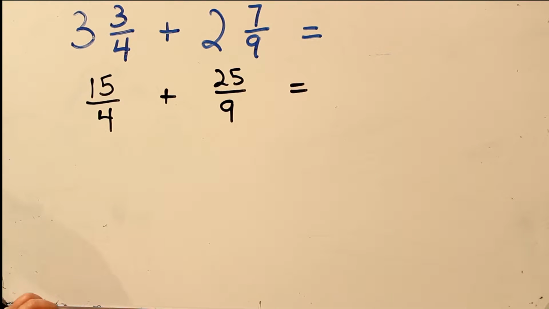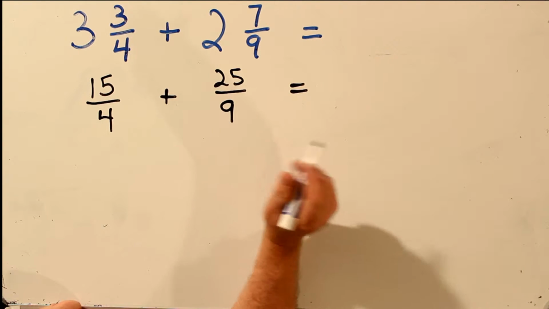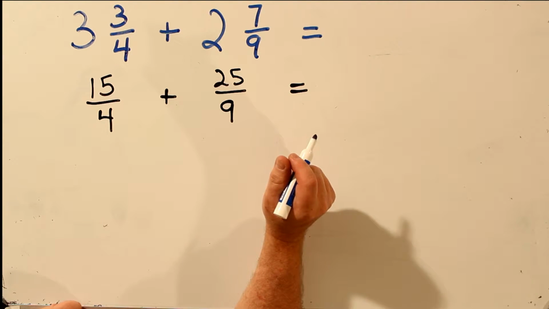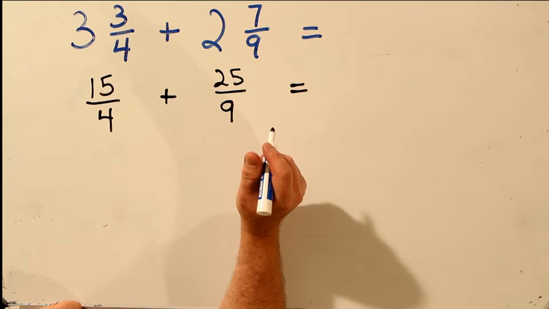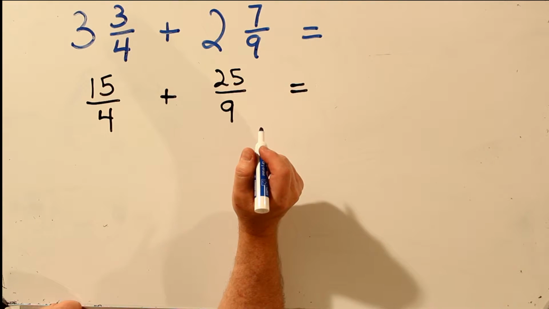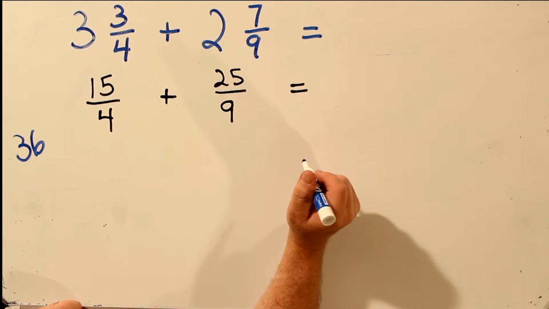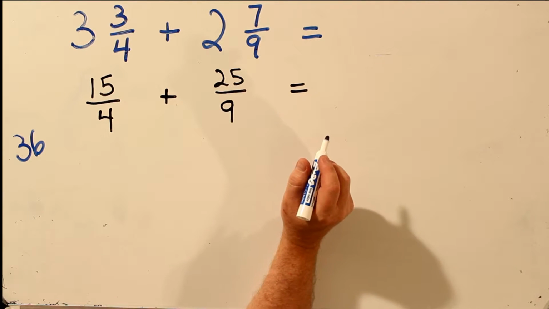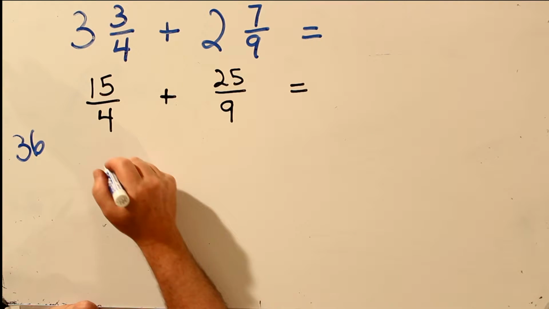Now we still can't add these two fractions together because the bottom number isn't the same. And in order to add fractions, the bottom number has to be the same. So to make the bottom number the same, you first have to find the lowest common multiple. And again, there's a video detailing how to find the lowest common multiple. But I'm going to tell you the lowest common multiple is 36. And we will convert now these fractions to have the same bottom number.